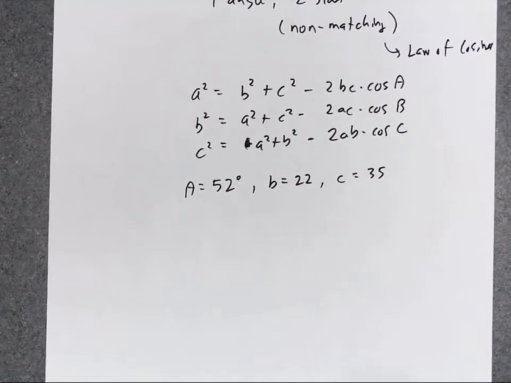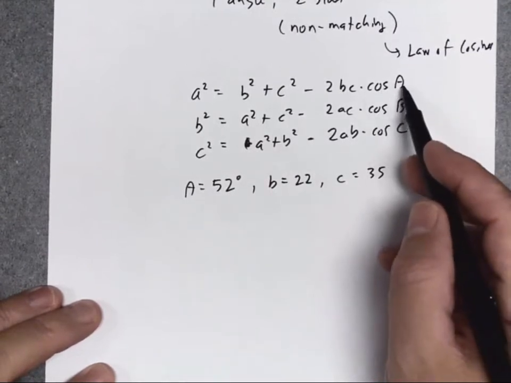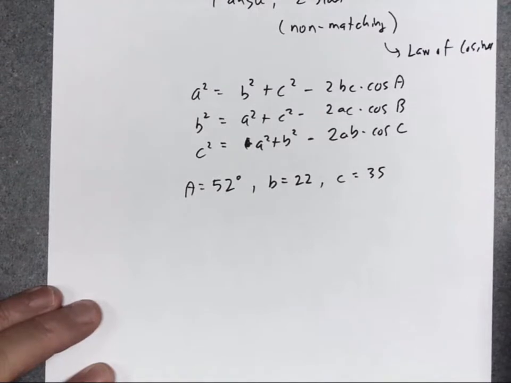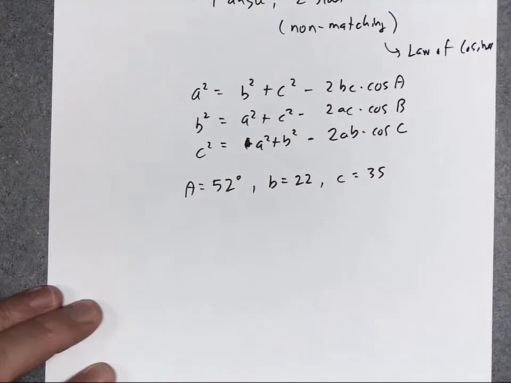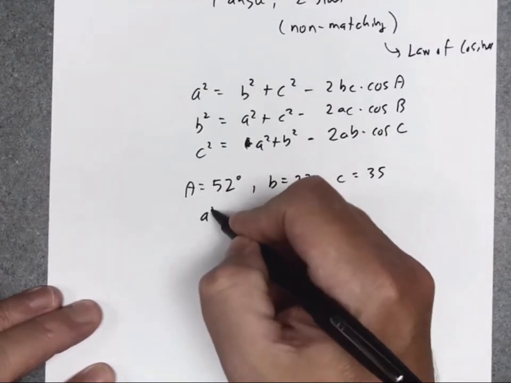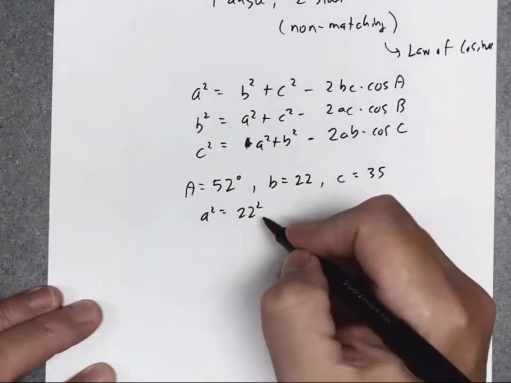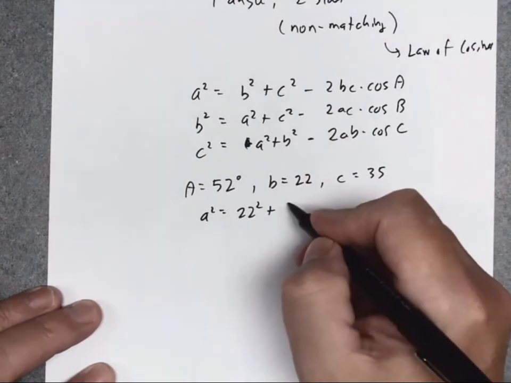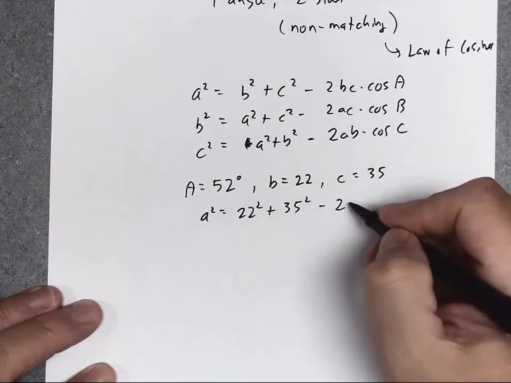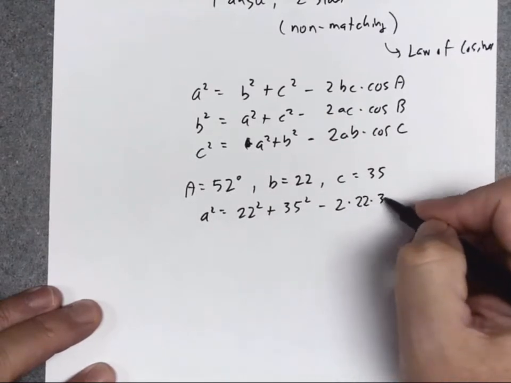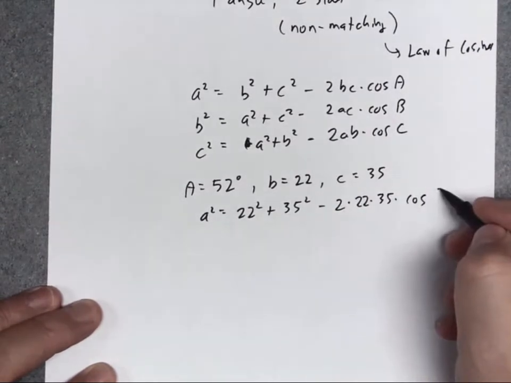So which one am I going to use? Well, since I know angle A, obviously I need to use the Law of Cosines that involves the cosine of angle A. So it's the first one. And basically, if I use the Law of Cosines, this is going to help me determine the length of side A. So I'll just plug in all I know. So b squared, 22 squared, plus c squared, 35 squared, minus 2 times b times c, and finally times the cosine of A, angle A.